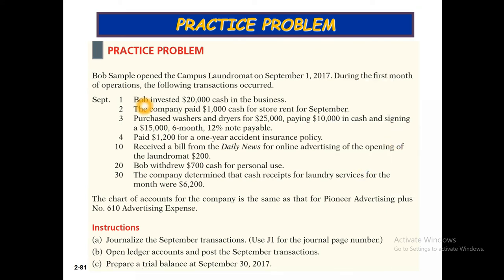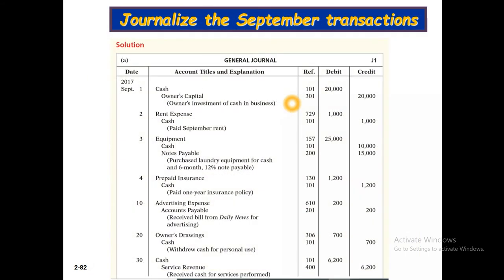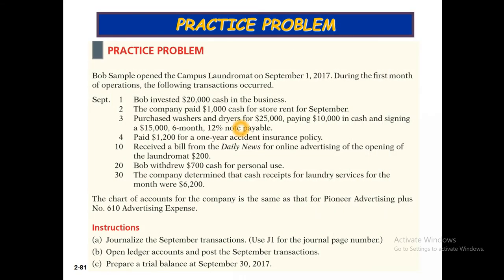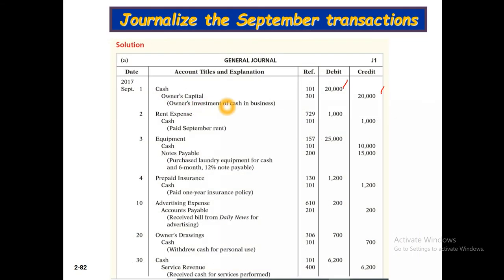September 1, Bob invested 20,000 cash in the business. For this transaction, our cash will be increased and capital will be increased. So cash is debit, and owner's capital increases, that means credit. Number one, the owner's investment of cash in business. It will have a brief explanation of these transactions. We call this the account title. Cash is an account title and owner's capital is an account title, and this is our explanation.